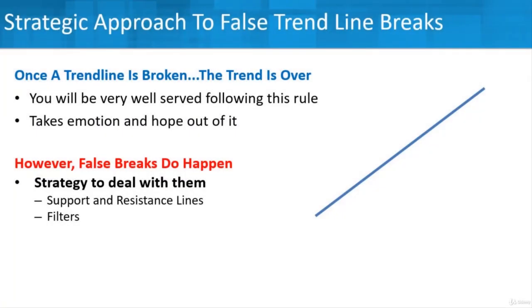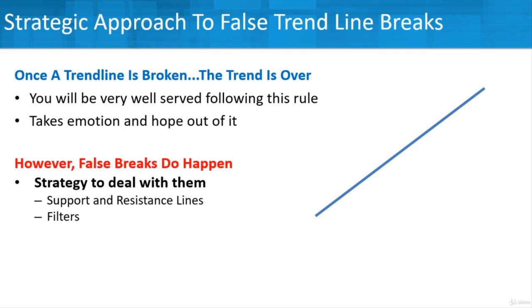And once again, hard and fast rule: once the trend line is broken, no matter how it's broken, the trend is over. That is the hard and fast rule. Again, you're well served following that rule. It takes emotion and hope out of it, and takes a lot of extra analysis out of it. So there's nothing wrong with that, as far as once that trend line is broken, the trend is over.